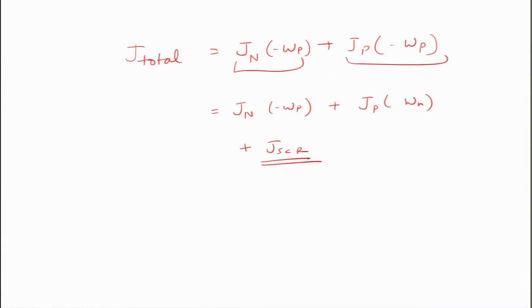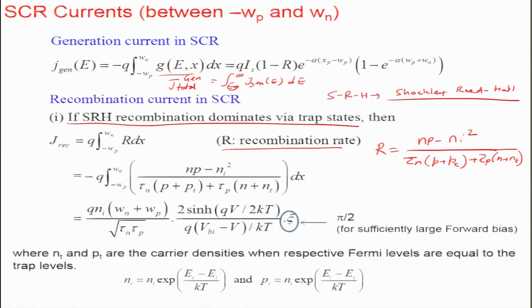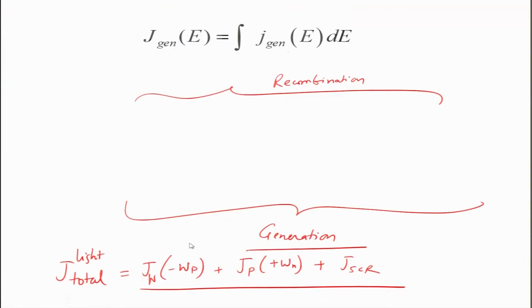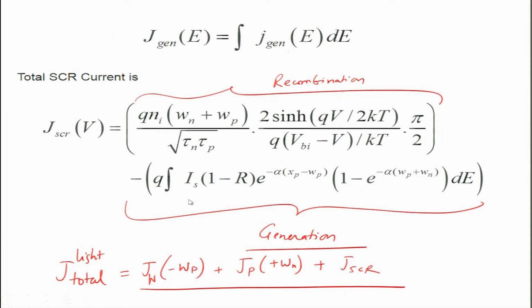So, this is what the total current was, and then we did this analysis for the SCR current. Since there is generation, we have a generation current, and we have a recombination current, and the mathematical sum of these two will give us the SCR current. The SCR current is the current because of recombination minus the current because of generation. So, generation current will be negative, whereas recombination current will be positive.